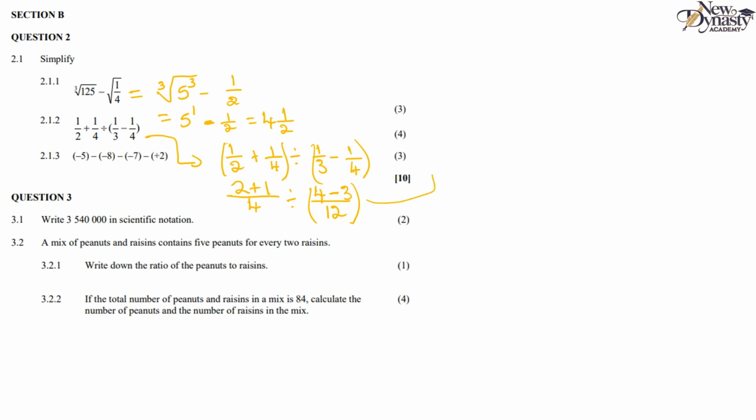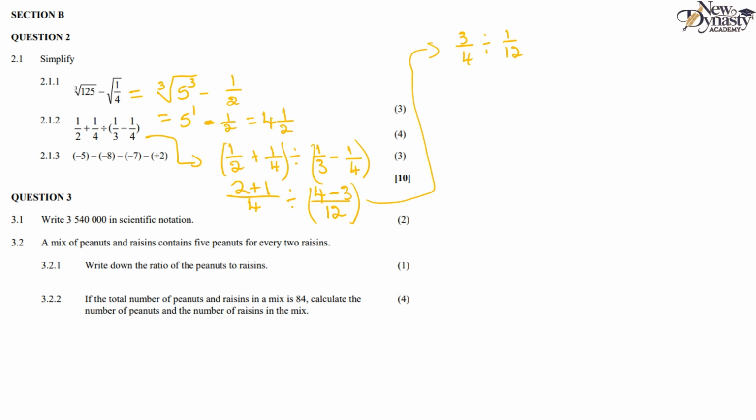Then we go on and move to the other side there. So we've got 2 plus 1 over 4. 2 plus 1 is 3 over 4 divided by 4 minus 3, which is 1 over 12. So that is divided by 1 over 12. You can just leave out the brackets there.